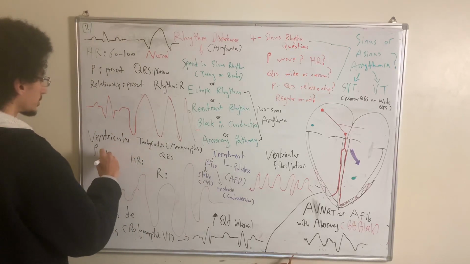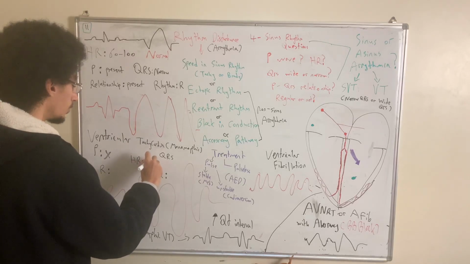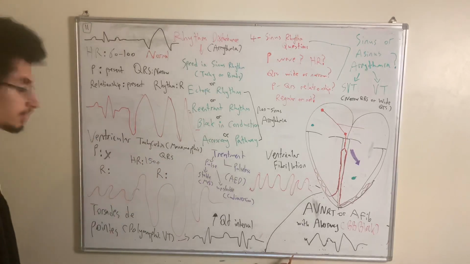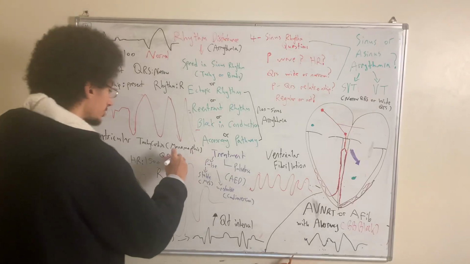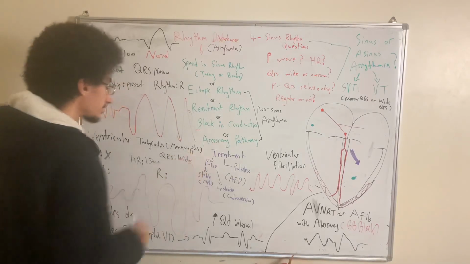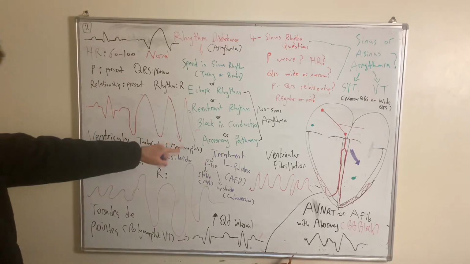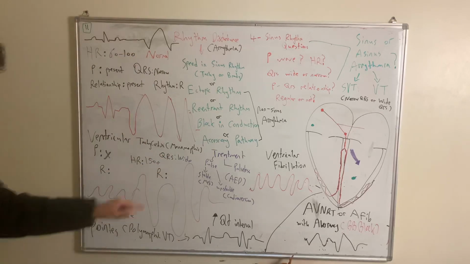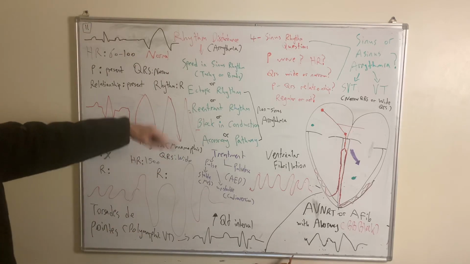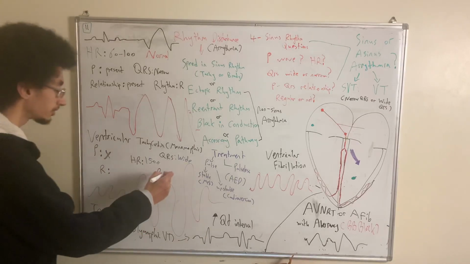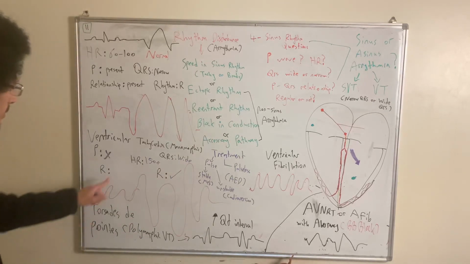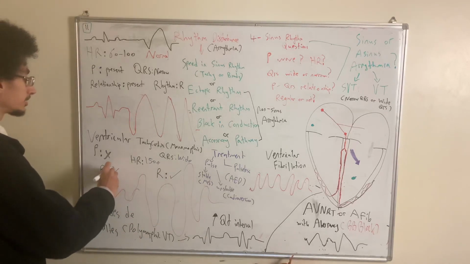The heart rate is obviously tachycardia, let's say, for example, 150 plus. What about the QRS? The QRS is wide, it's abnormal. What about the rhythm? In monomorphic, it's regular, and in polymorphic, it tends to be irregular. We'll see. So this one is regular. What about the relationship? Non-existent.